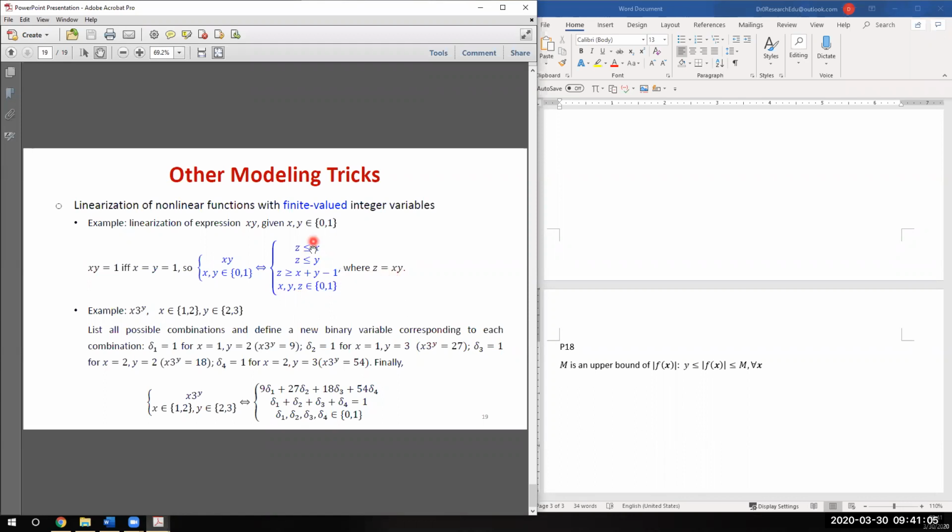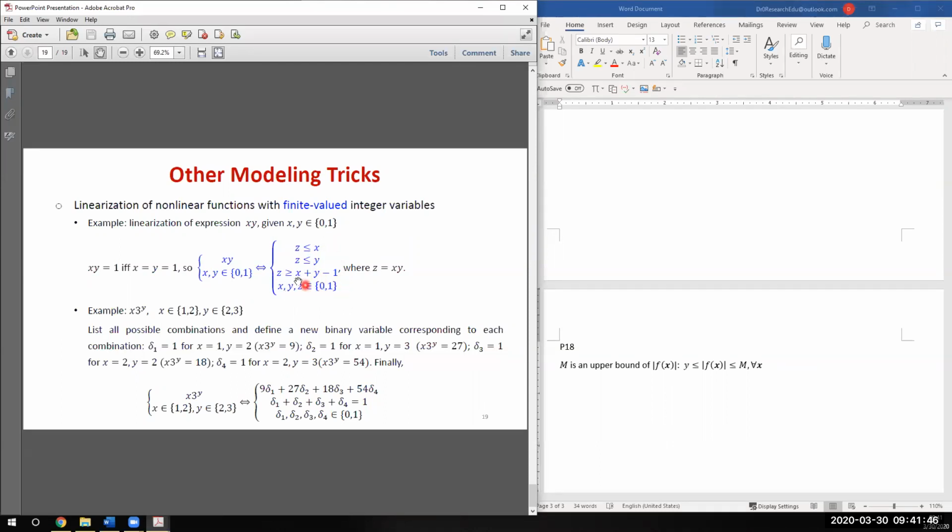Why is this one correct? First of all, have a look at here. The first two constraints: z less than or equal to x, z less than or equal to y. That means as long as one of x and y is 0, then z must be 0, right? But if both of them are 1, from only constraints 1 and 2 you cannot determine whether z is 0 or 1, because both are satisfied. Then constraint 3 tells you that in this case z must be 1, because z will be greater than or equal to 1 plus 1 minus 1, which is equal to 1. So z must be equal to 1 because z is binary.